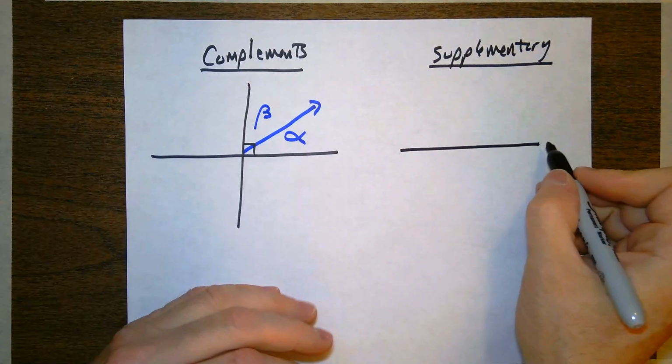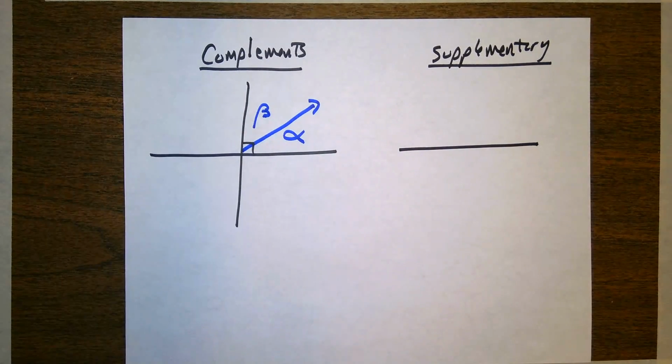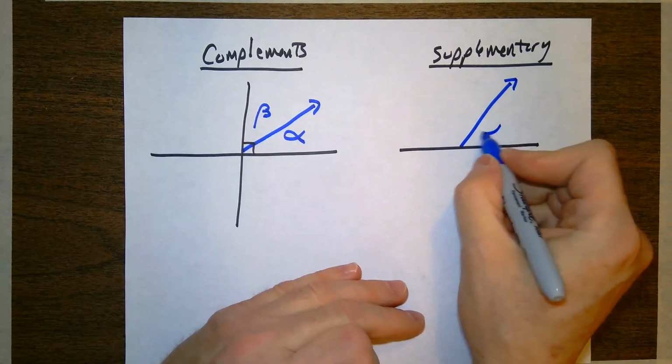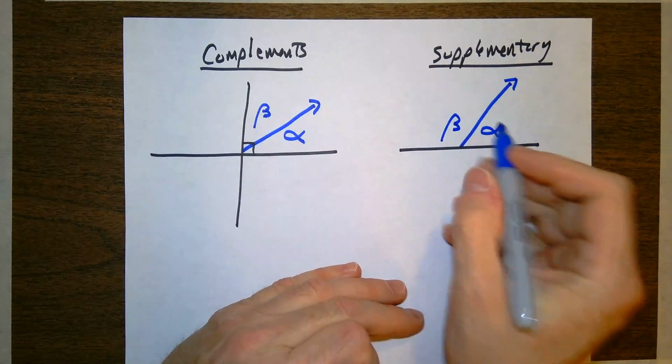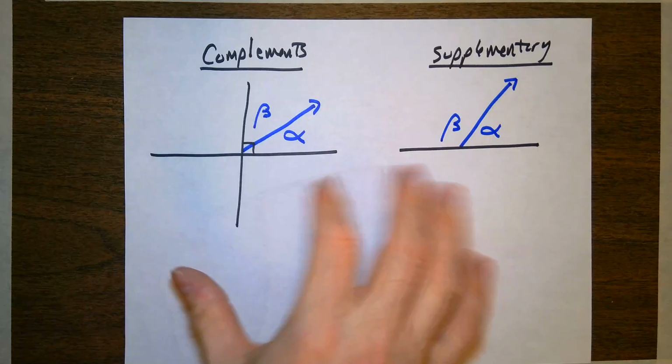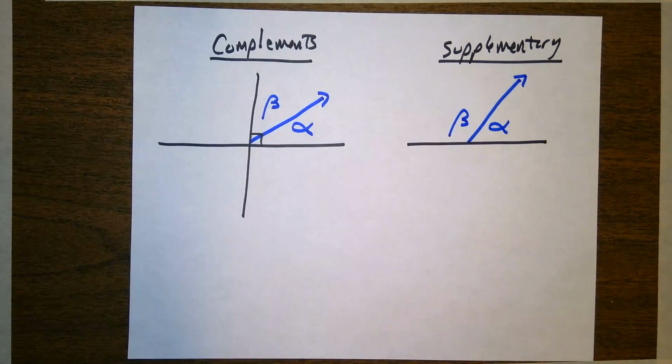Supplementary angles are two angles that add up to 180 degrees. So for example, if I had this angle alpha and this angle beta, these two make a straight line. A straight line is 180 degrees, so they would be supplements. So now let's take a look at actually finding some complements and supplements.